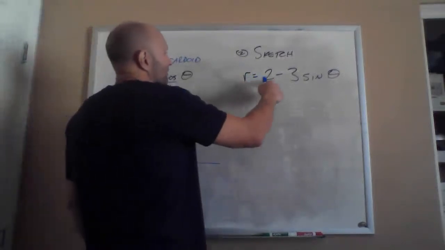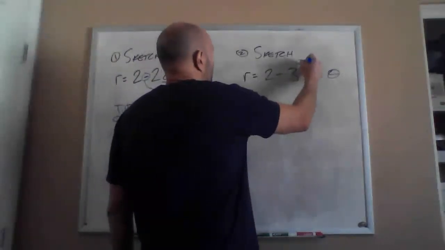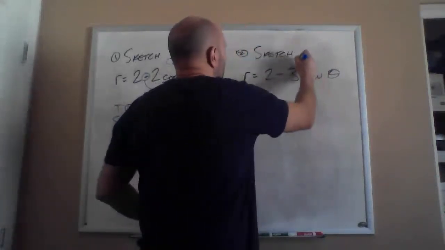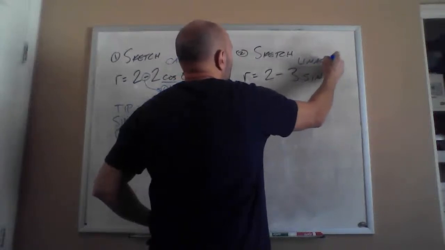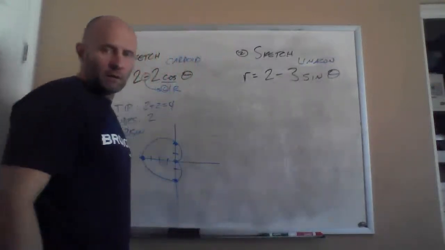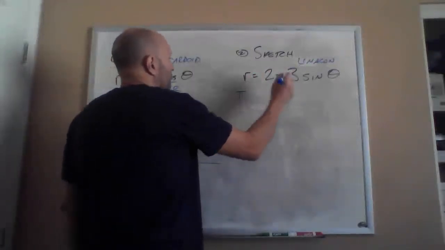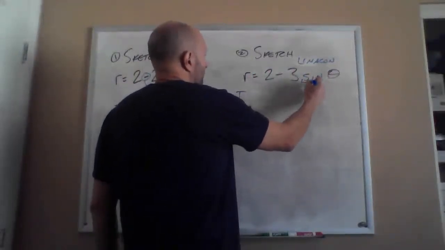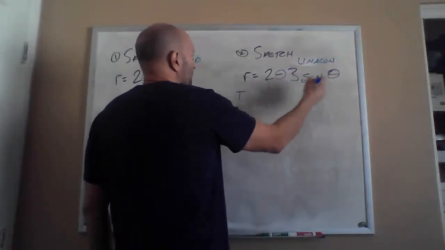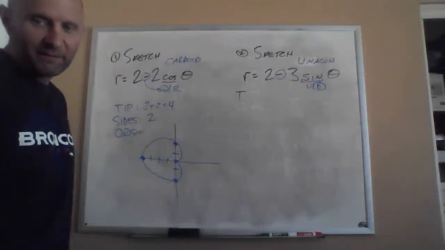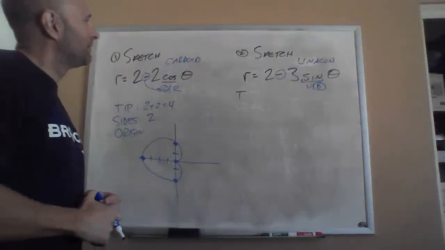All right, this one. Numbers are different, so this means it's not a cardioid, it's a limaçon. So we do the same sort of math. Add the numbers for the tip. Oh, sorry. So first, which way? Sine is either up or down. The negative sign tells me that I'm pointing down.